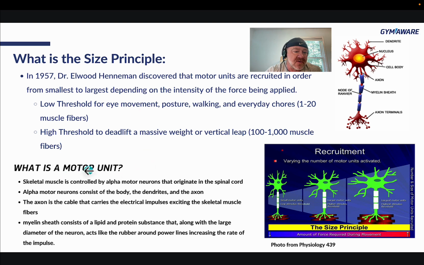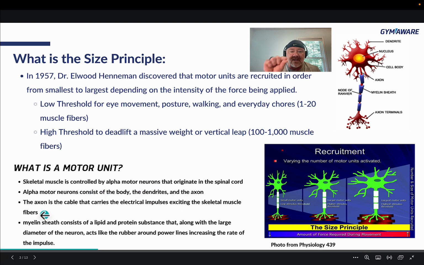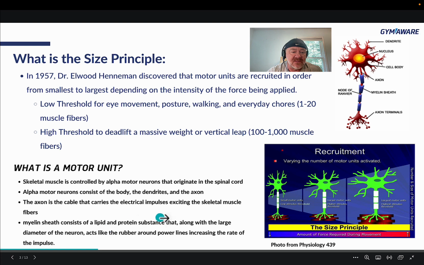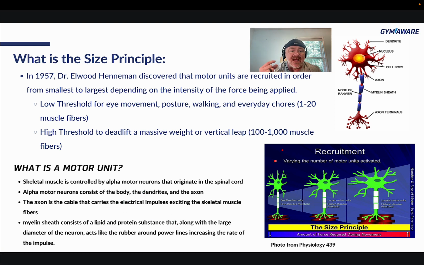So a motor unit, alpha motor neurons, consists of the body, the dendrites, and the axon. And the axon is just the cable that carries the electrical impulses, exciting the skeletal muscle fibers. And we've already talked about the myelin sheath. It consists of lipids and protein substances that acts like the rubber around the electrical wires you see running down the sides of the roads that helps speed up that electrical impulse.